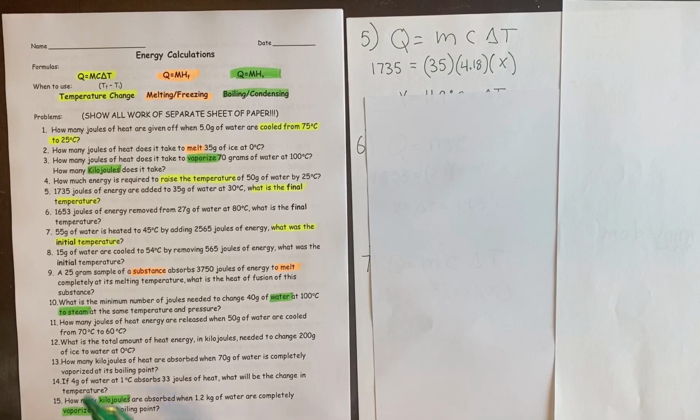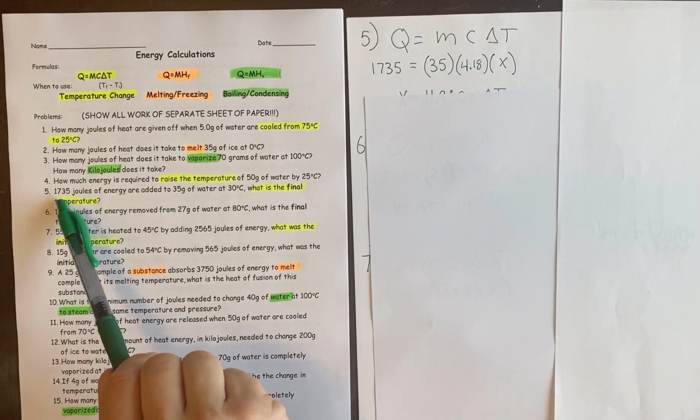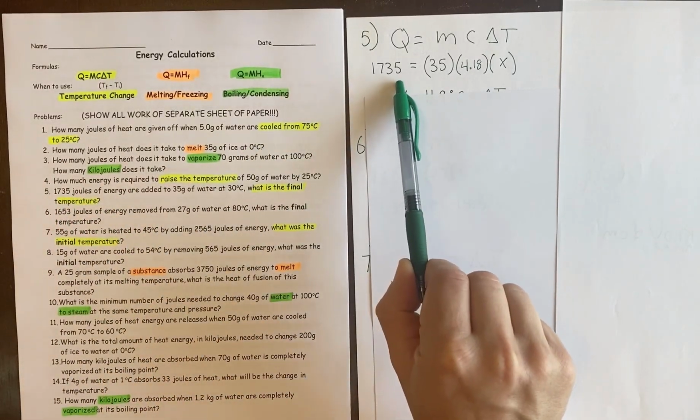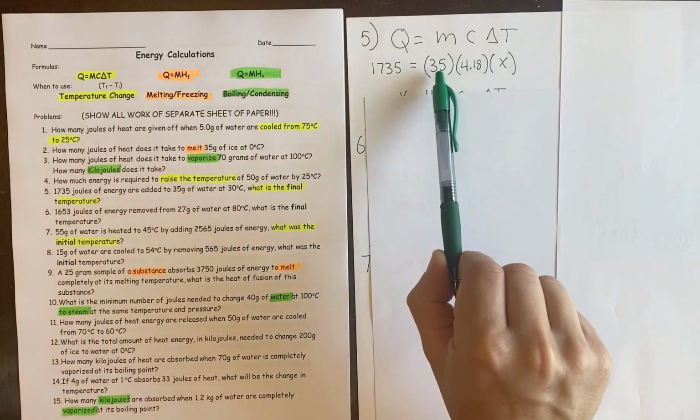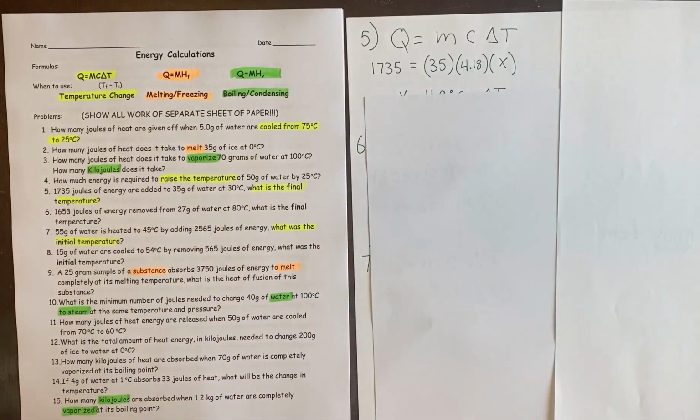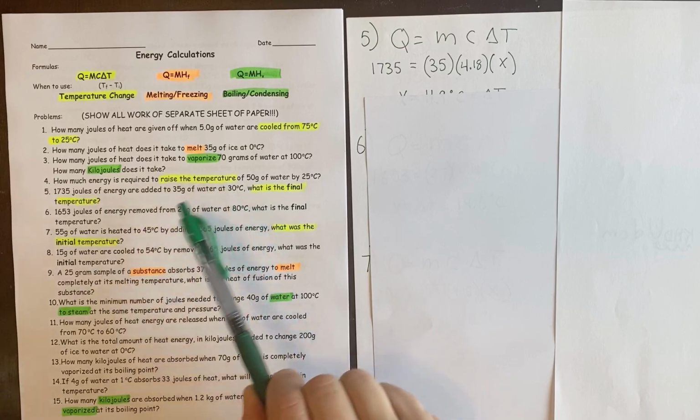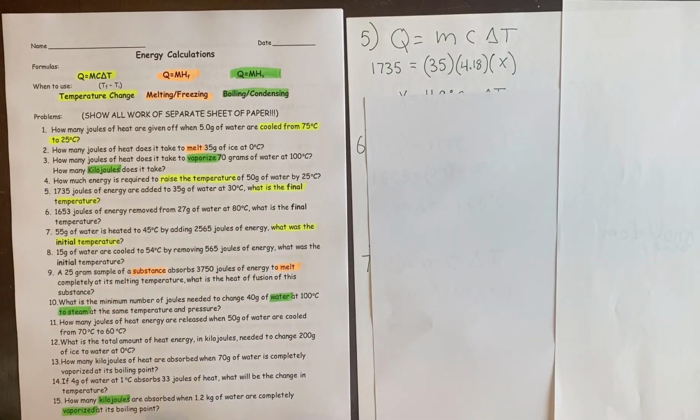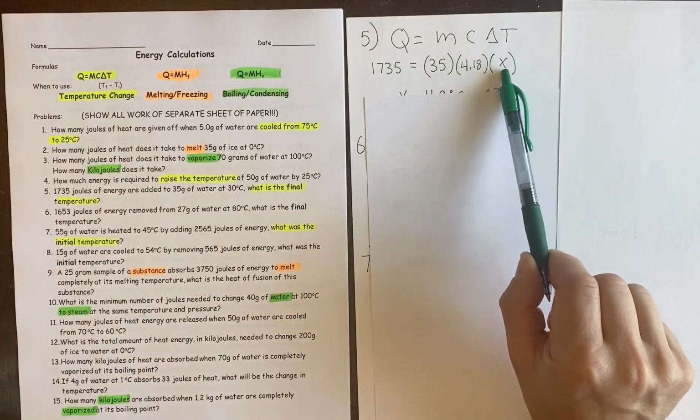So let's take a look. They tell you you have 1735 joules, that's my Q. They tell me I have 35 grams, that's my M. They told me it's water, there's my C. And the temperature was 30 and it changes to some other number, so I don't know the change. In other words, I don't know the delta T.